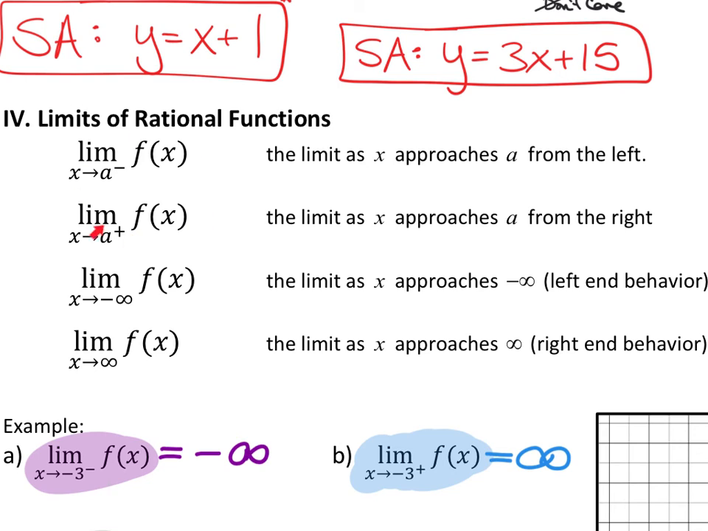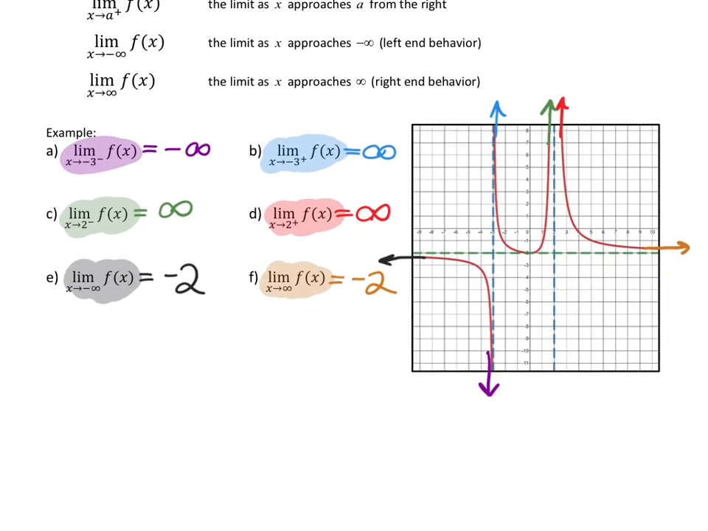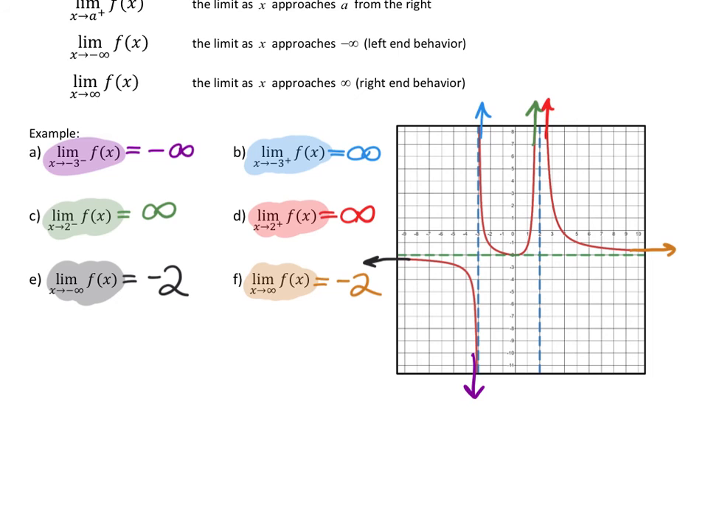But these new limits, as we approach a certain number from the left side and the right side, are really interesting when it comes to vertical asymptotes. Now, of course, all of the work is already written in here, I know, but let's just talk about it for a little bit. The first one is purple. It says the limit as x approaches negative 3 from the left. So we find negative 3 on the x-axis, so it's x getting close to it. Obviously, there's a vertical asymptote there.